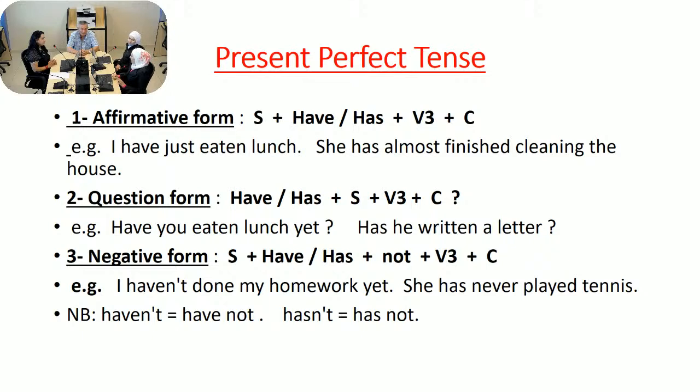And of course, the negative form is easy because we have an auxiliary verb, so we add not to the auxiliary verb. For example, I haven't done my homework yet. She has never played tennis. And we have to pay attention. When we say haven't, we mean have not. And when we say hasn't, we mean has not. We don't usually say has not. We always use it in this way.